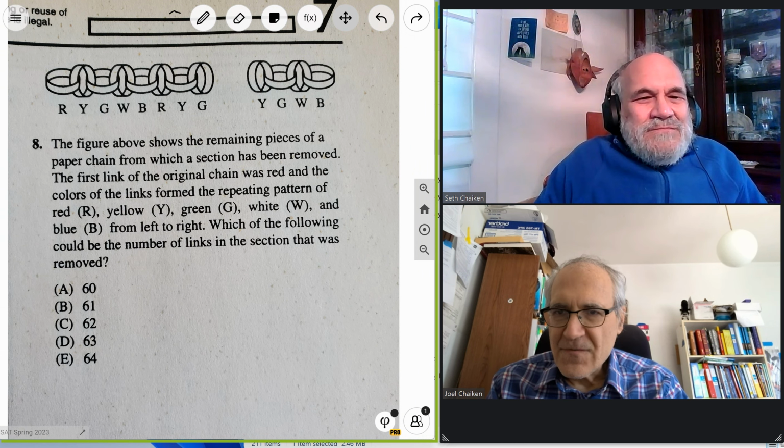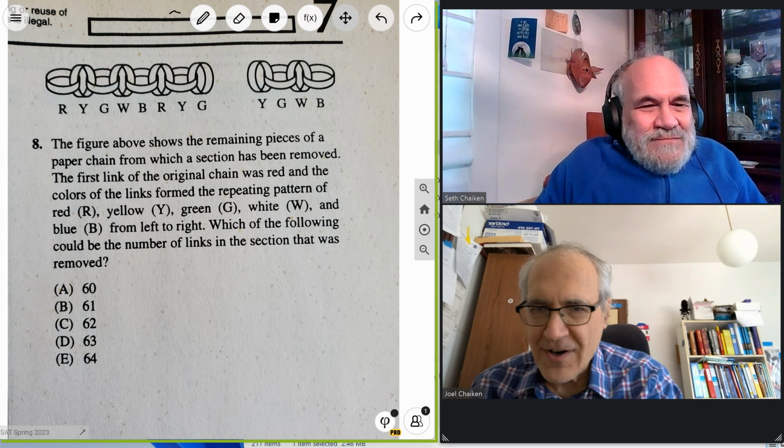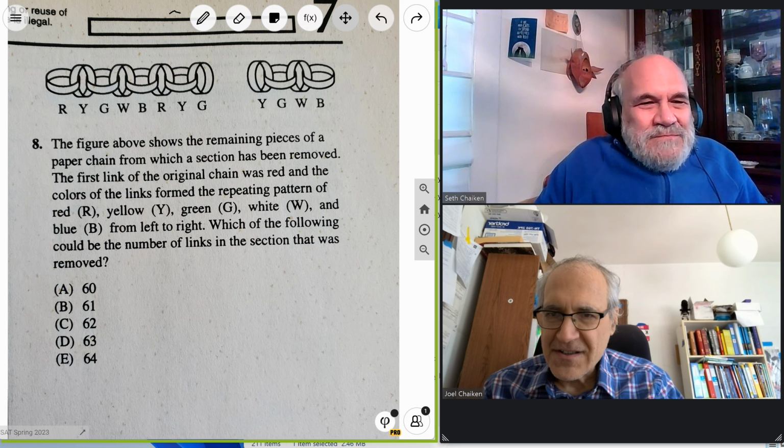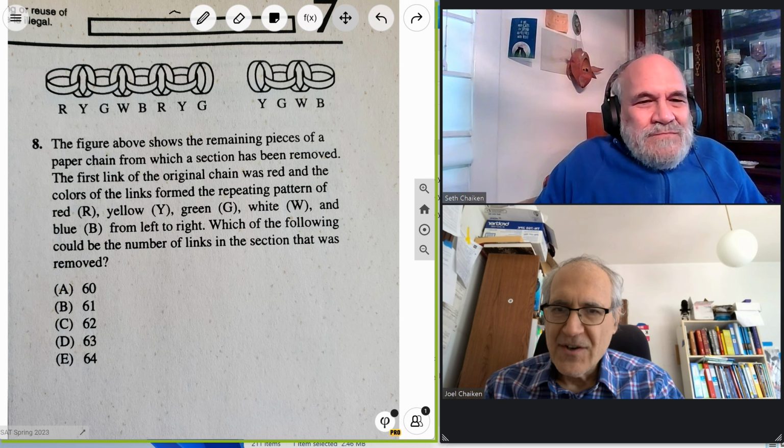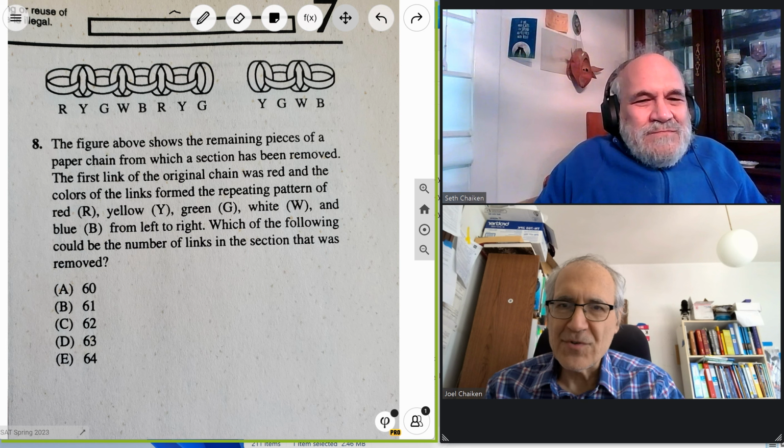Okay. The figure above shows the remaining pieces of a paper chain from which a section has been removed. The first link of the original chain was red. Oh, they have an R there. That's nice. And the colors of the links formed a repeating pattern: R, yellow, G, white, blue, from left to right. Which of the following could be the number of links in the section that was removed?